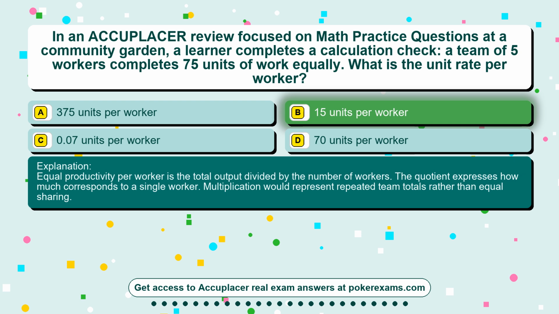Equal productivity per worker is the total output divided by the number of workers. The quotient expresses how much corresponds to a single worker. Multiplication would represent repeated team totals rather than equal sharing.